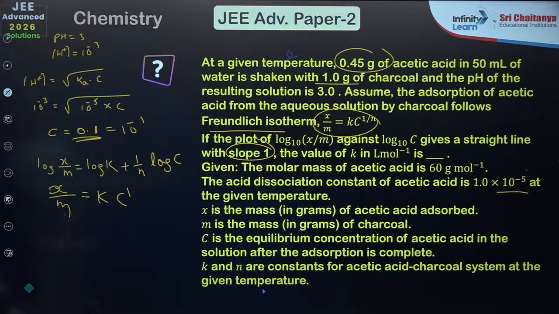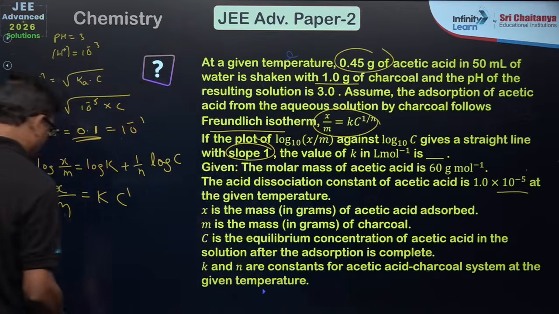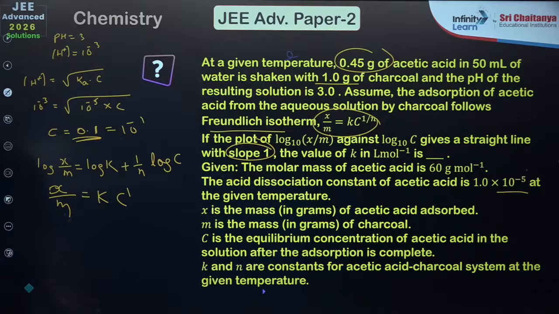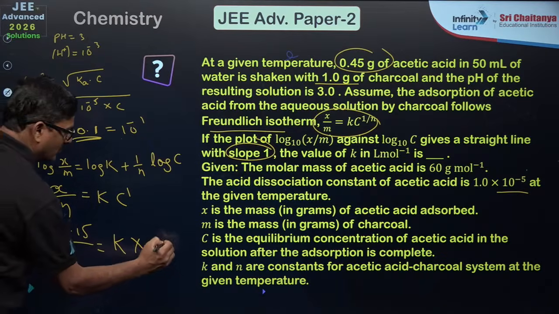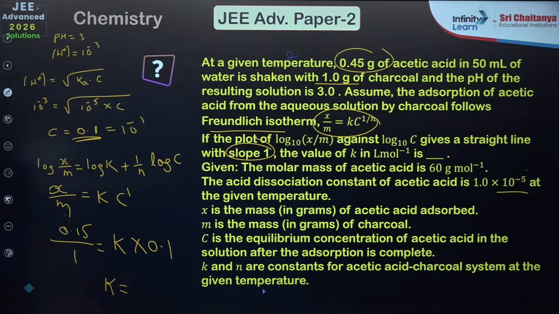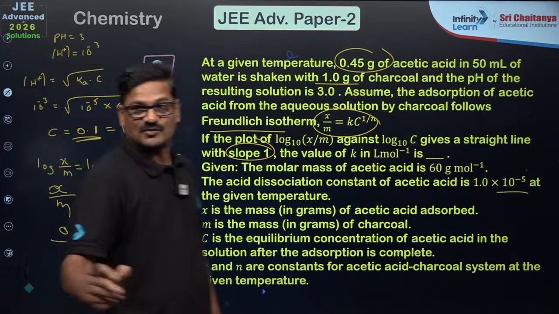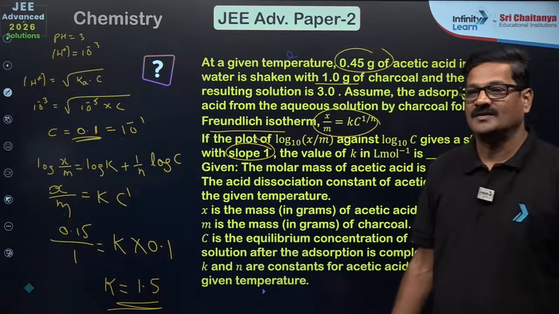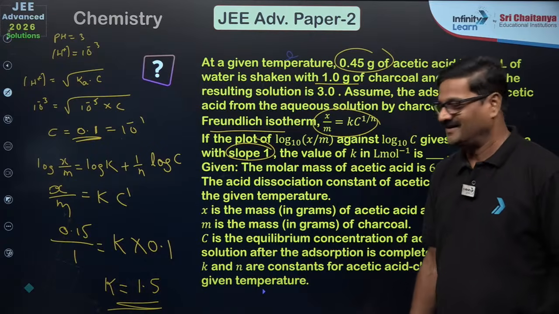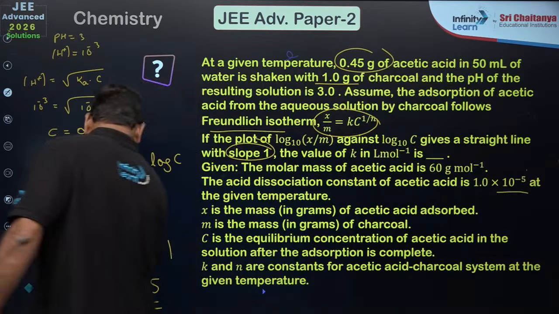So as the slope is given as 1 here, you can directly say x by m is going to be 0.15 upon 1. It is going to be k into 0.1. K is going to be, you can solve it, 1.5. That is the answer for this question. Any doubt? And moving ahead, some more questions are there.